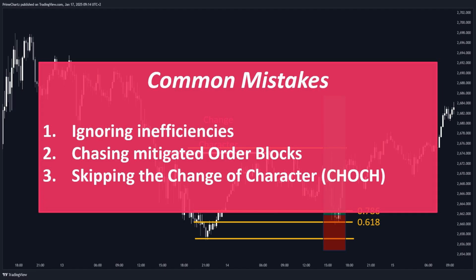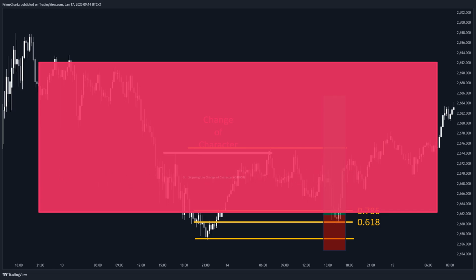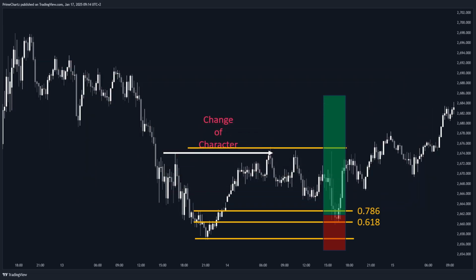Final thoughts. Order blocks are a powerful tool, but they require discipline. Follow the rules, stay patient, and don't chase the market. Remember, every candle tells a story, and it's up to you to read it. So, go out there, mark those order blocks, and trade like a pro.